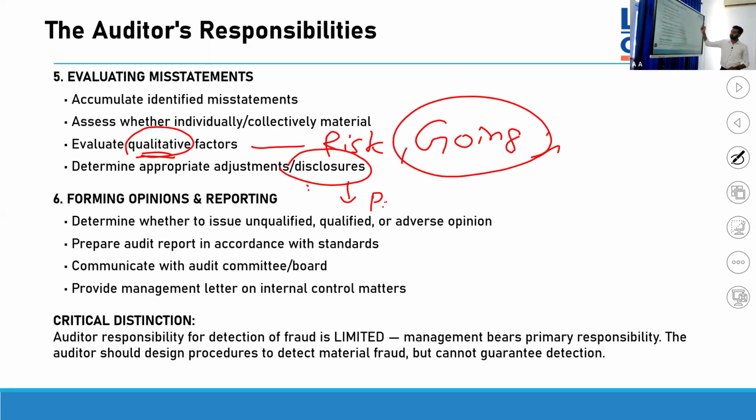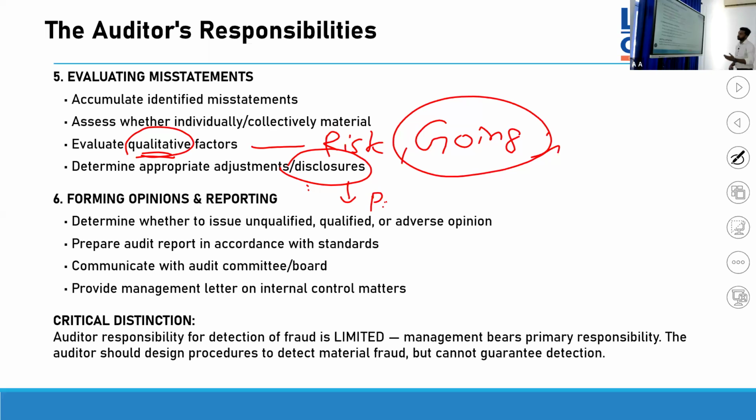We discussed this thing in our last lecture, right? Under the emphasis of matter paragraph, we must disclose this thing. Management has failed to disclose the going concern issue. Likewise, we should disclose such things. Those are the responsibilities of an auditor. Finally, forming opinion and reporting.